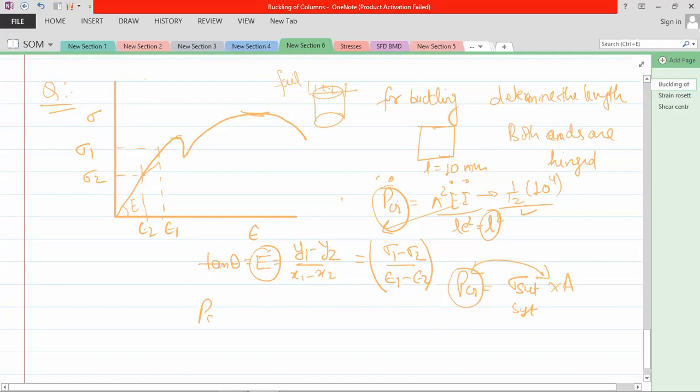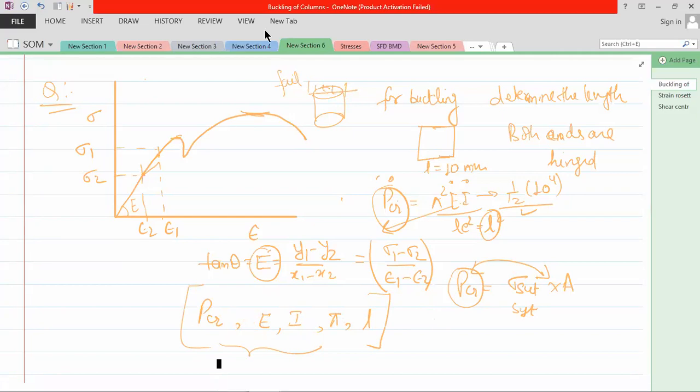Now P critical value is known, E value is known, I value is known, pi value is known. You can obtain the length. They put the question in this way, and it is a 2 marks numerical filling question that was asked in 2019 or 20. I hope this is okay to you. Whoever asked, please reply.